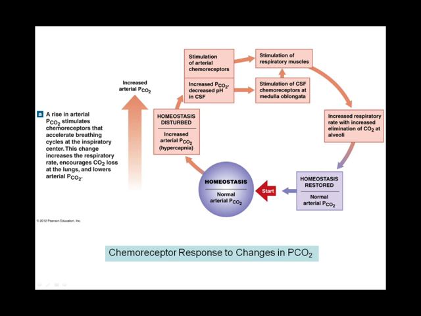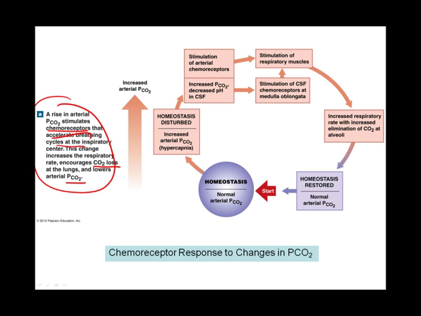Here's a diagram that shows chemoreceptor responses to a change in the partial pressure of carbon dioxide. So more carbon dioxide, what do the chemoreceptors do, and then what's the end result? Over here, this really talks about it. A rise in arterial carbon dioxide stimulates chemoreceptors that cause more breathing. And more breathing means that you're going to lose carbon dioxide and lower the partial pressure of carbon dioxide in the bloodstream.